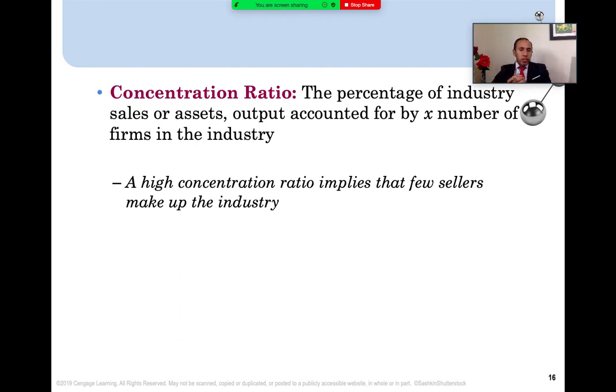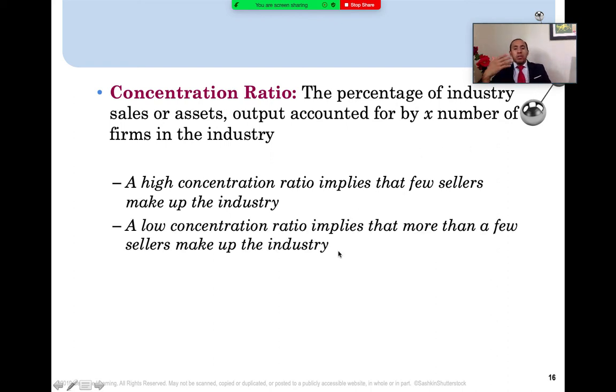A high concentration ratio implies that a few sellers make up the industry. A great example is the cell phone industry, with AT&T, Verizon, T-Mobile, and it used to be Sprint, but now it's merged with T-Mobile, and then the other small providers. So you have a high concentration that involves few sellers. There were 5, now there are only 3 or 4 for the most part. And a low concentration ratio implies that there are many more firms.